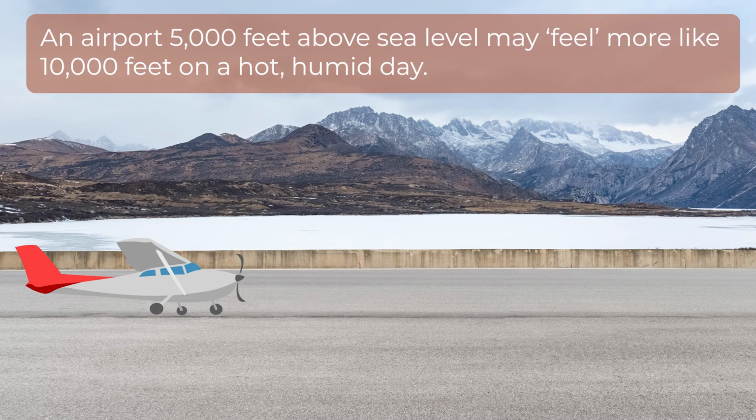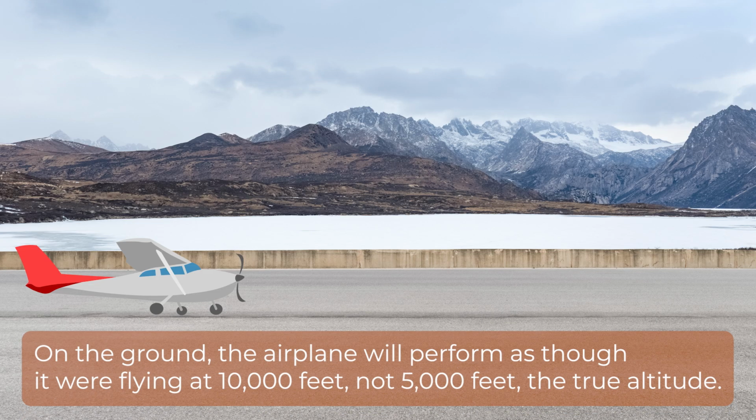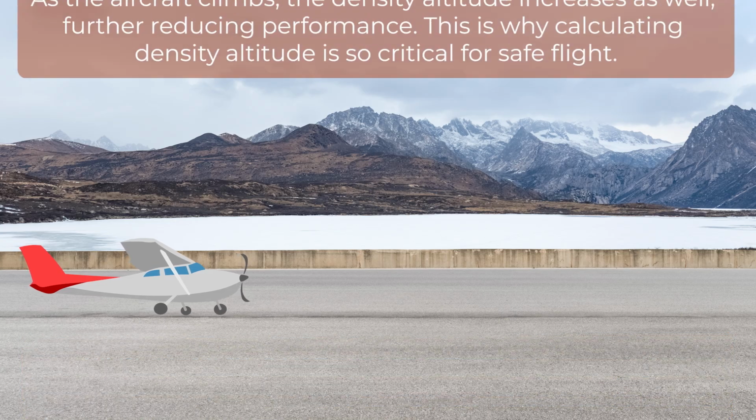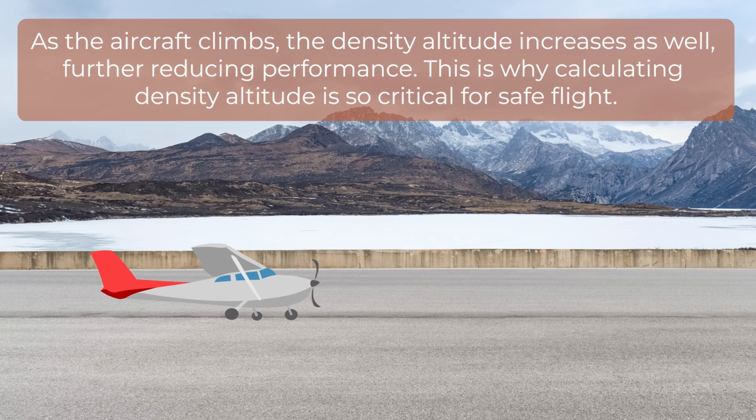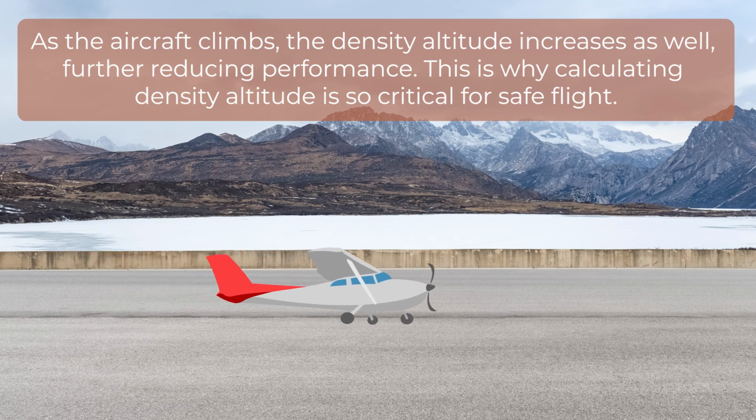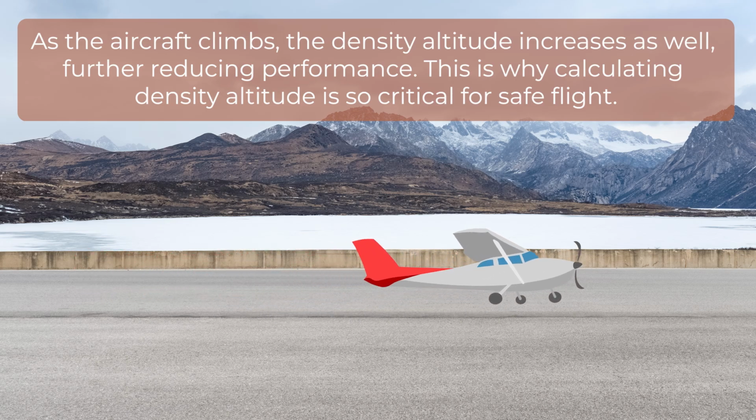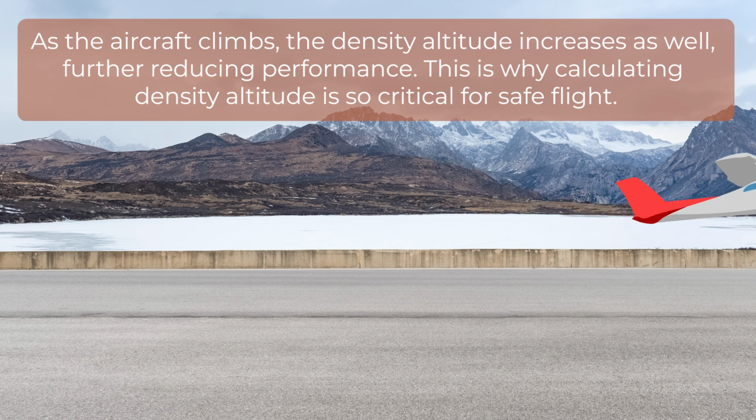For example, an airport 5,000 feet above sea level may feel more like 10,000 feet on a hot, humid day. On the ground, the airplane will perform as though it were flying at 10,000 feet, not 5,000 feet, the true altitude. As the aircraft climbs, the density altitude increases as well, further reducing performance. This is why calculating density altitude is so critical for safe flight.